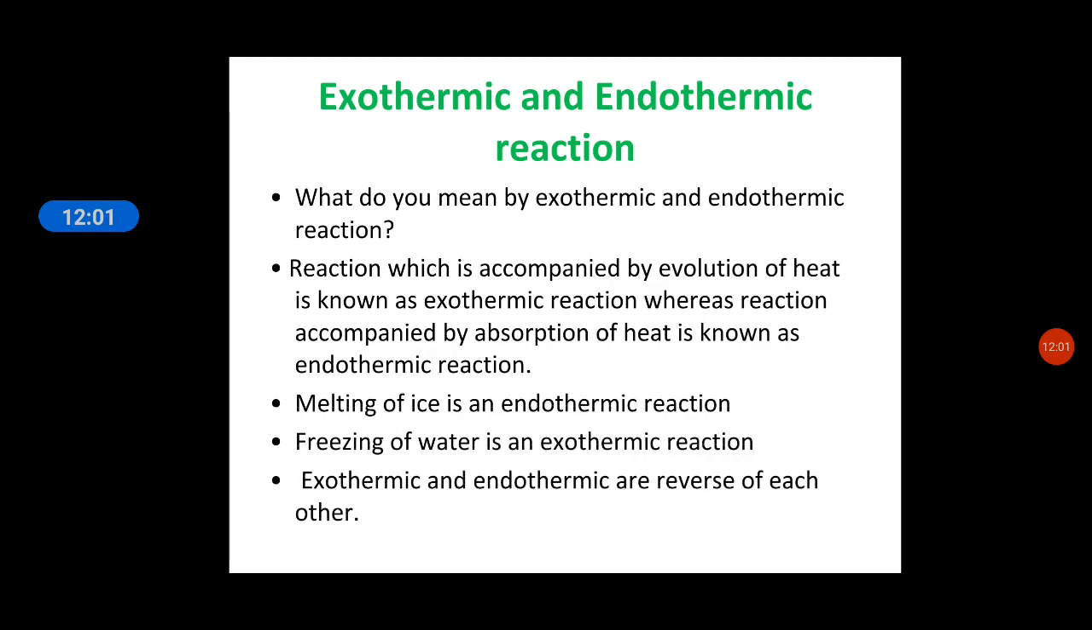For example, in an endothermic process, heat from outside is absorbed during some physical change. For example, melting of ice. Melting of ice is an example of endothermic process. Similarly, the freezing of water is an exothermic process. Exothermic and endothermic are reverse of each other.